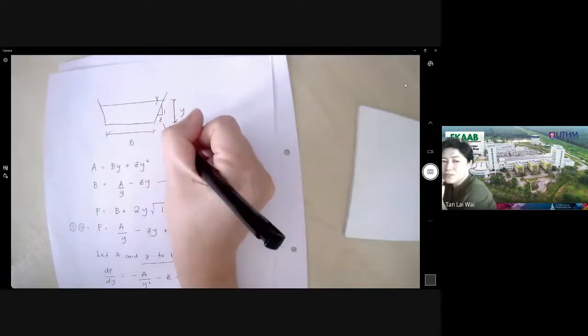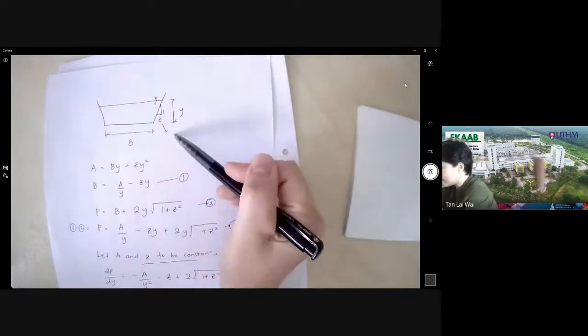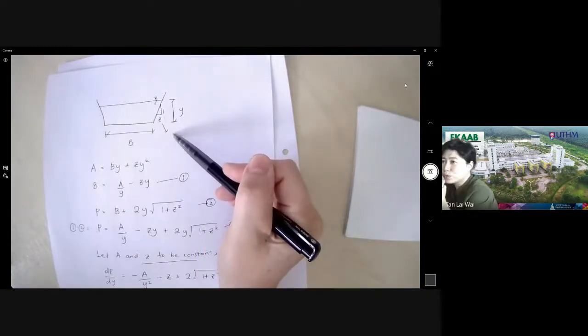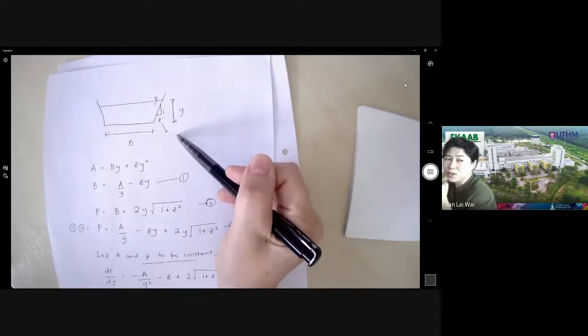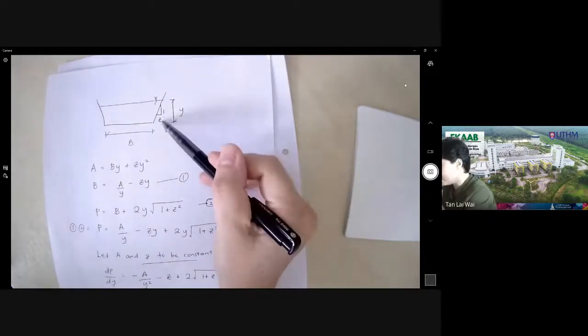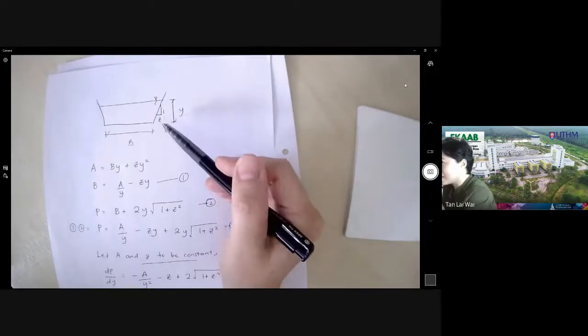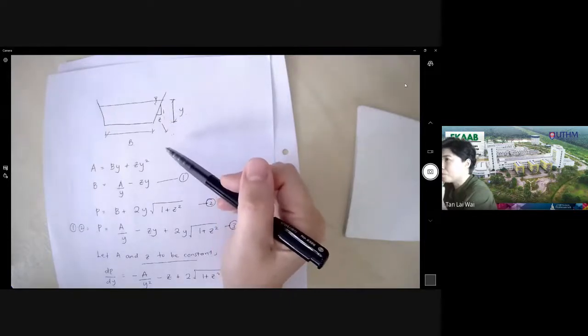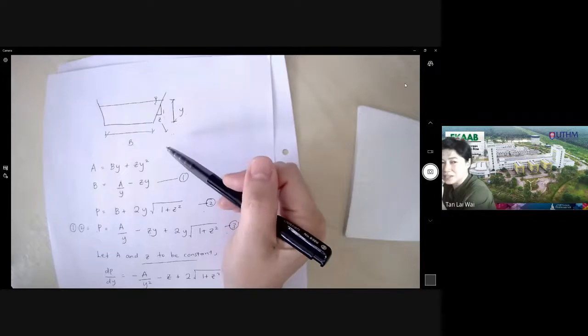When I say Z constant, Z could be any value. Sometimes it could be any value that we give you in the question. It could be 2, it could be 1.5, we never know. But can we find the best Z value? What I mean is the Z for the most efficient section?